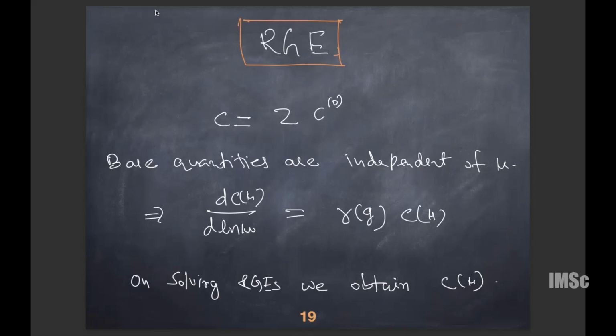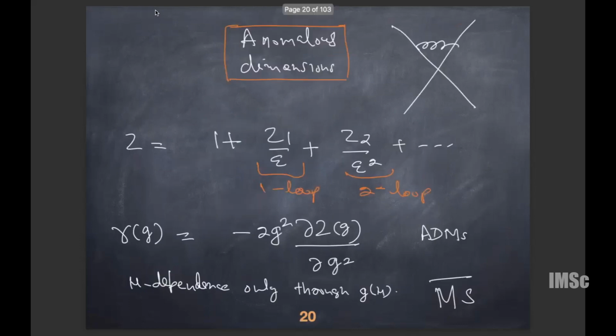Now, since the bare parameters come from the tree-level Lagrangian, those are scale-independent quantities. So if you differentiate this equation with respect to log mu, you will get this kind of equation, where gamma is given by basically this quantity. It's given by the renormalization functions.